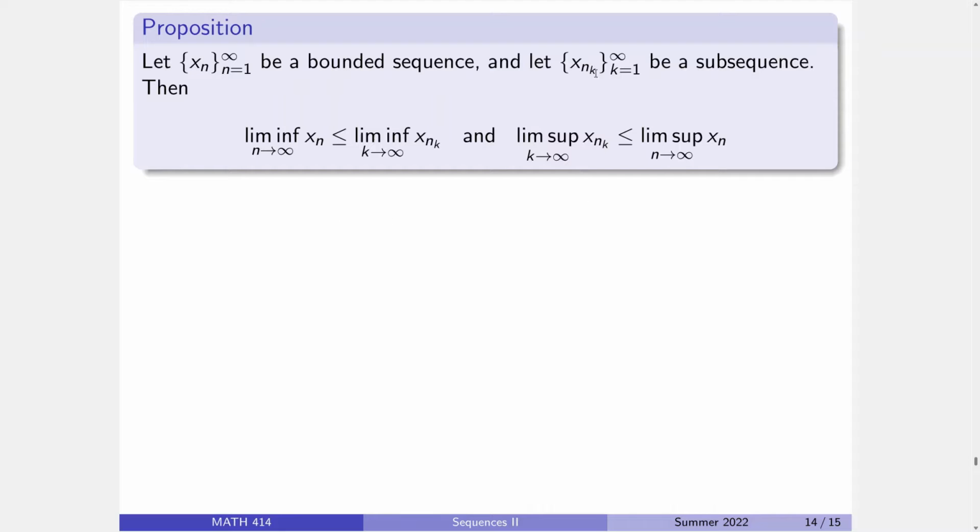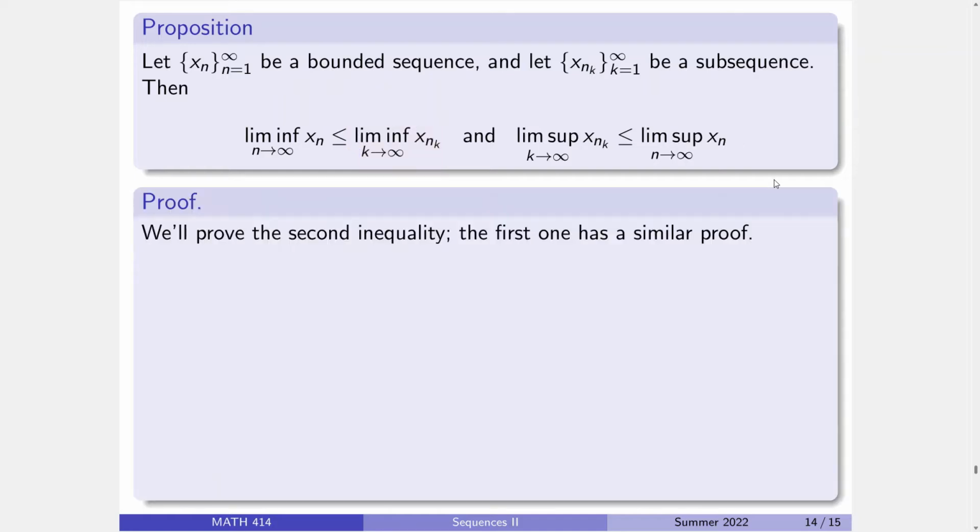Meaning that if I take terms away, which is what I do in a subsequence, the infimum could only get bigger. It can't get smaller. I took things away. So whatever my original bounds were, they remain where they were. And likewise with the sup. Alright, so specifically we'll prove the second equality, and then note the first one is proven similarly.